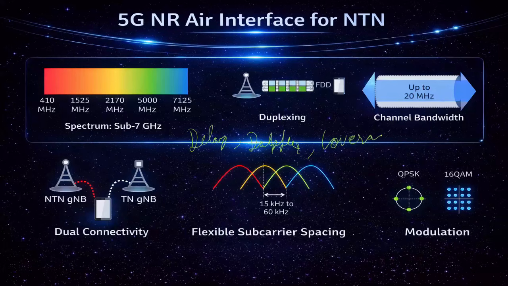All these things we have to take care. So NTN primarily operates in the sub 6 gigahertz, sub 7 gigahertz spectrum, right? This includes roughly 410 megahertz to 7 gigahertz. Lower frequencies are preferred because they provide better coverage and signal penetration over long distances.